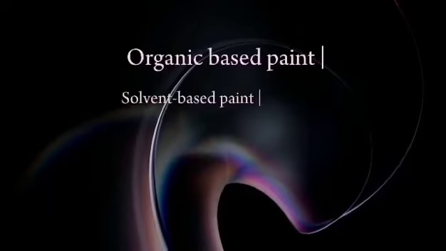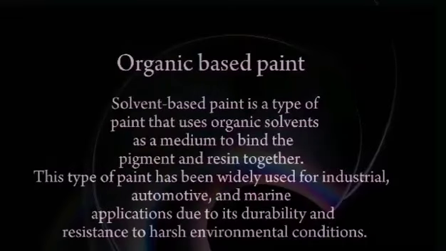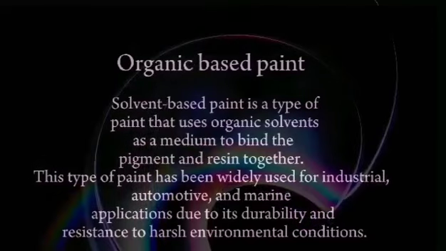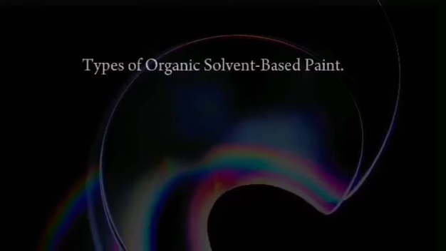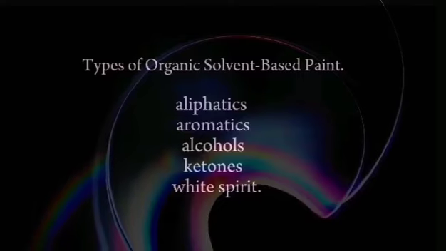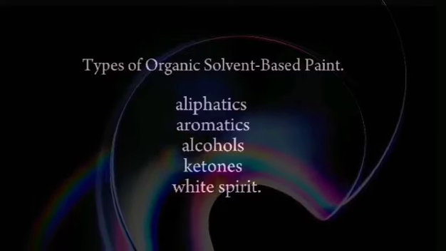Organic-based paint. Solvent-based paint is a type of paint that uses organic solvents as a medium to bind the pigment and resin together. This type of paint has been widely used for industrial, automotive, and marine applications due to its durability and resistance to harsh environmental conditions. Types of organic solvent-based paint: aliphatics, aromatics, alcohols, ketones, white spirit.